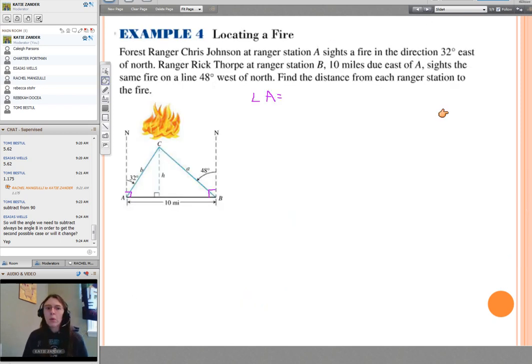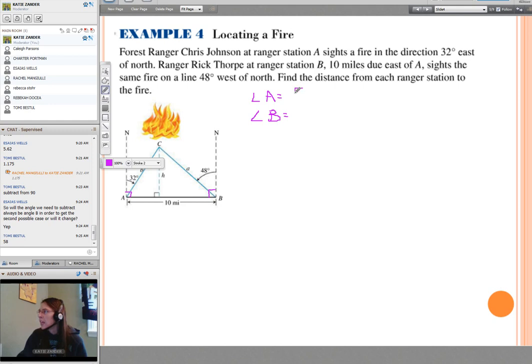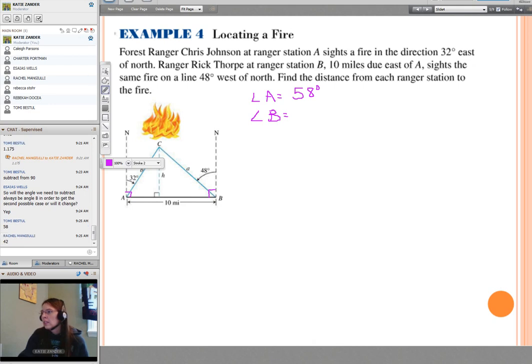Okay. Moving forward then, let's do those subtraction pieces in this next one to find angle A and angle B. Start with angle A. What did you get for angle A? 90 minus 32 is a 58. And then angle B, 42. Thank you.